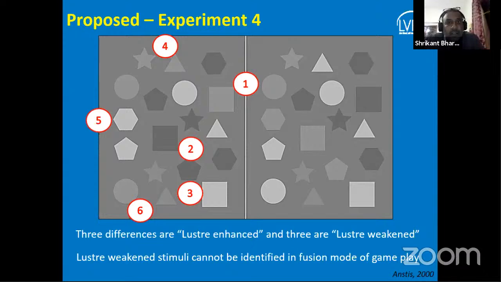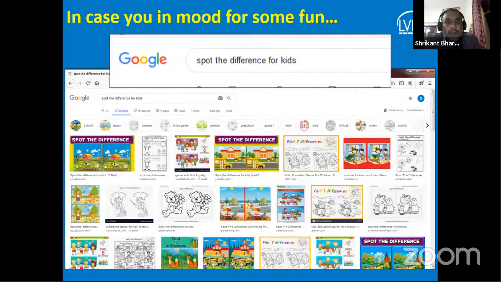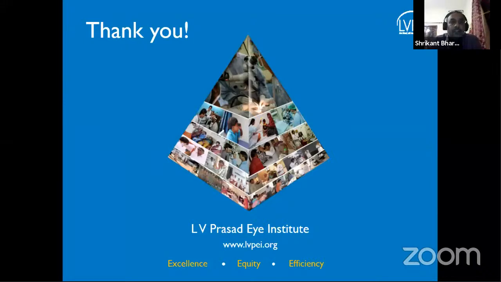So with that, I will conclude. And if you are in the mood of having some fun, just go to Google and search for Spot the Difference for Kids. You will see tons and tons of these kinds of images, colored, black and white versions and whatnot. And if you want to win the game from your friends, then fuse it and play it faster and with less errors. With that, I will stop. And if there are any questions, I'm happy to take them. Thank you very much for your time and attention.